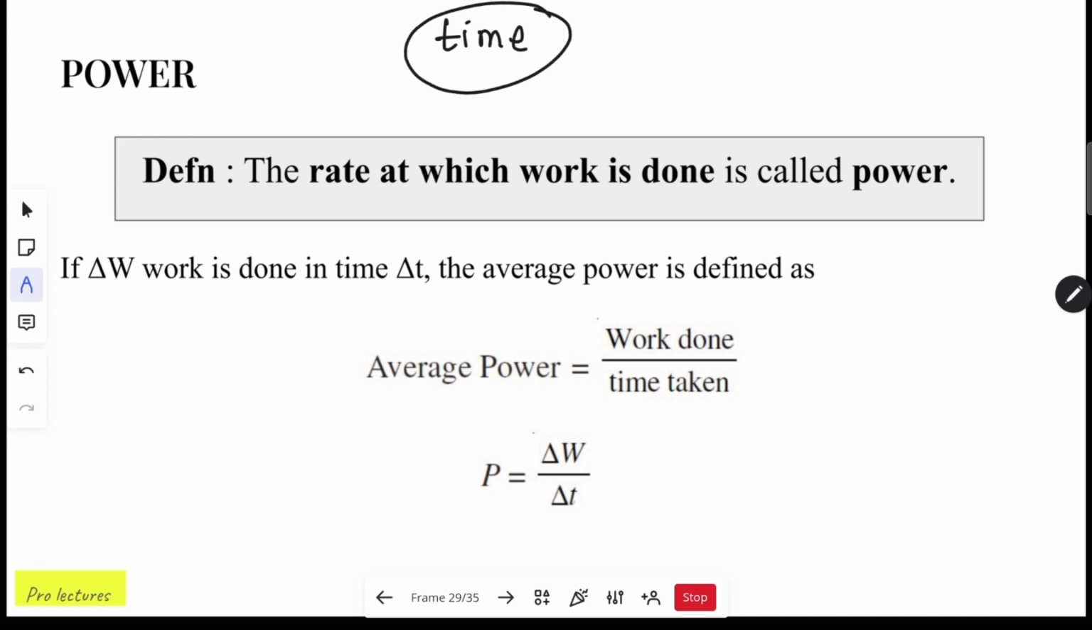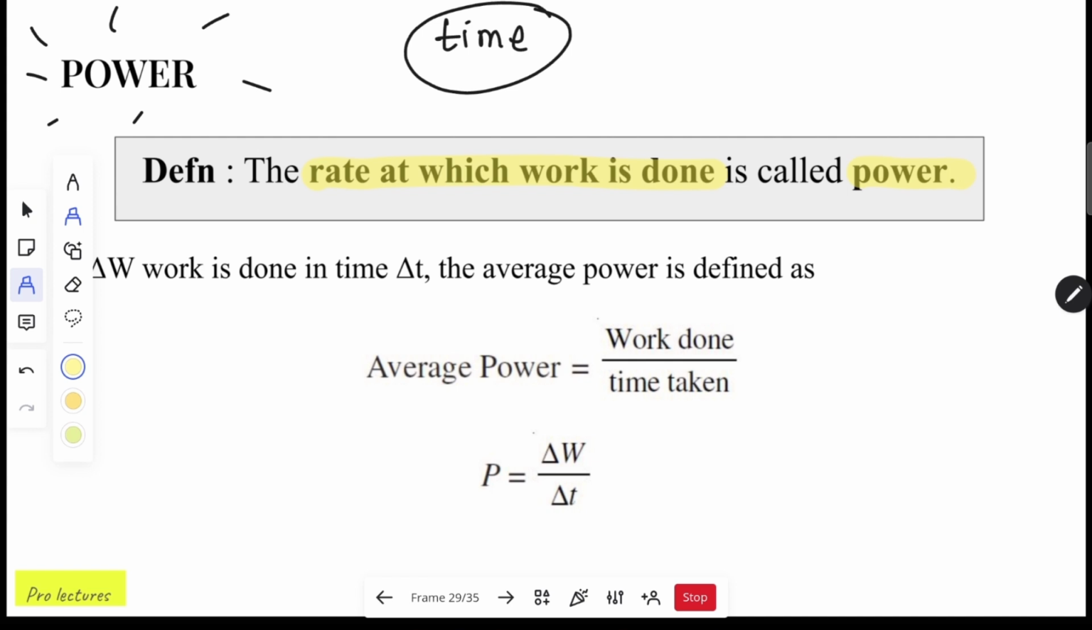Suppose a man may take several hours to load a truck with cement bags, whereas a machine may do the same work in less time. Therefore, it is important to note the rate at which this work is done. Here comes power. The rate at which work is done is called power.